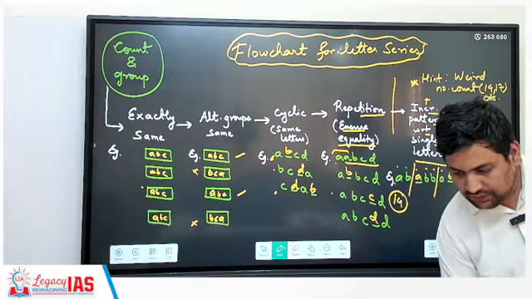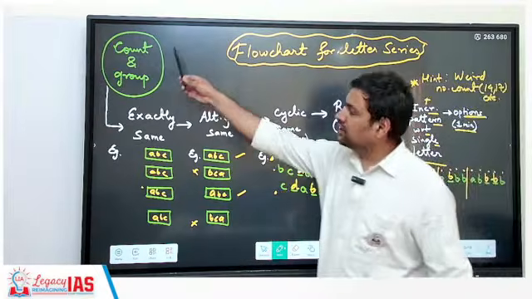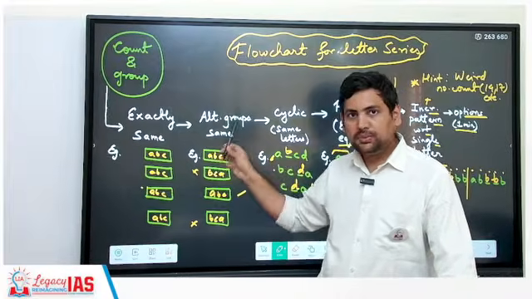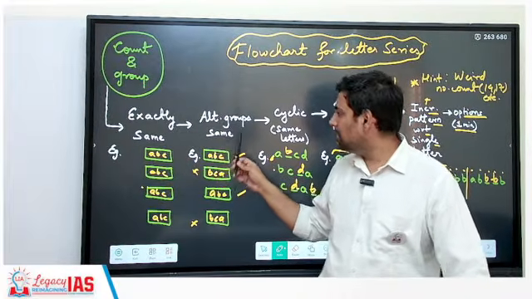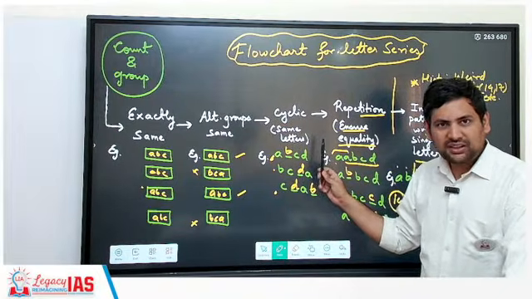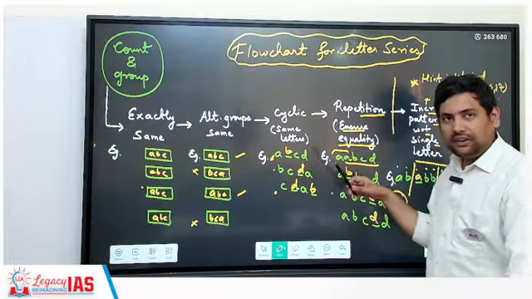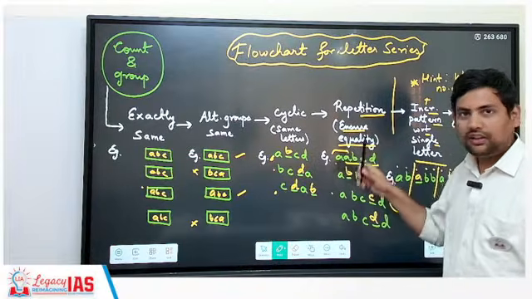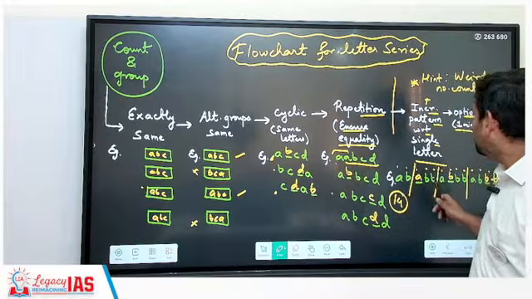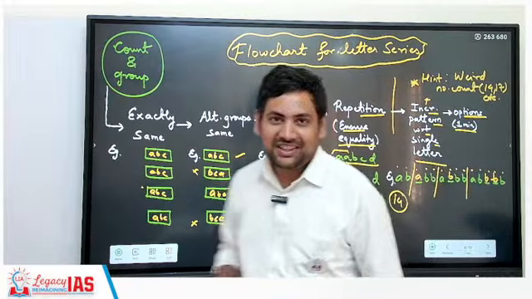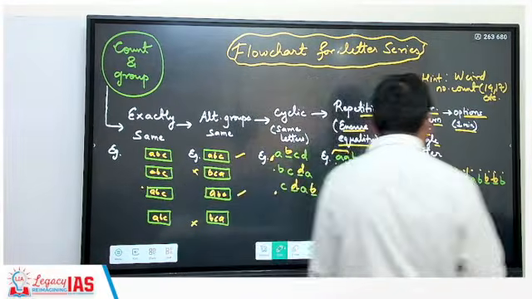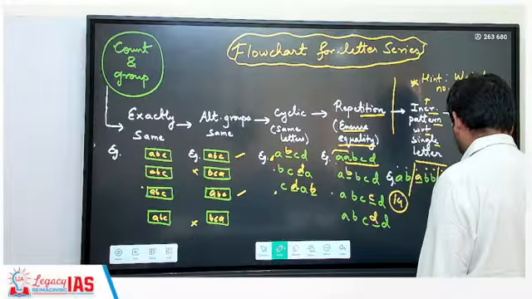Remember the pattern. First thing, we count the number of letters, we make groups, then we try to make them exactly same. If not possible, alternatively exactly same. If that also is not possible, then cyclic made up of same letters. Correct? And if that also is not possible, then repetition, ensuring equality with respect to all the letters, and then you get to increasing pattern of a single letter. That's it. Let's get started with the PYQs.